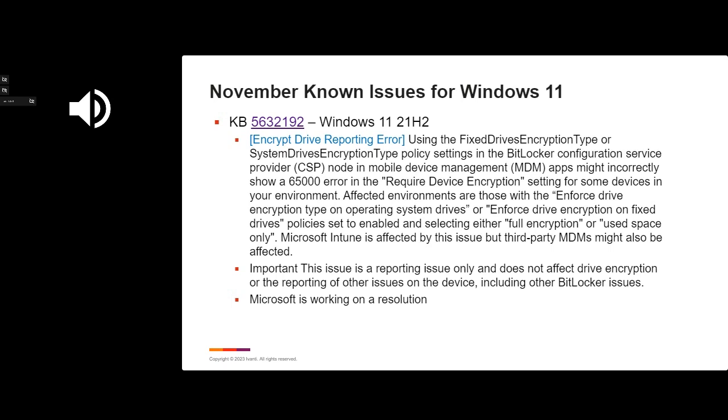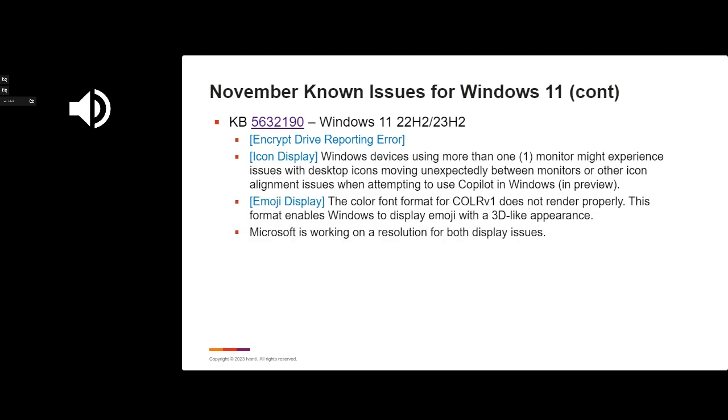It's not an actual technical issue that's happening with encryption on the endpoint, so be aware of that as well. It does impact Microsoft Intune as getting this information, and it could impact third-party MDMs as well as seeing this error. So it's a 6500 error that says you may require device encryption. Be aware of this one if it pops up. Like I said, it's only a reporting error, and hopefully they'll have this one cleaned up pretty quick. It also does show up on the new 22H2, 23H2 release as well.